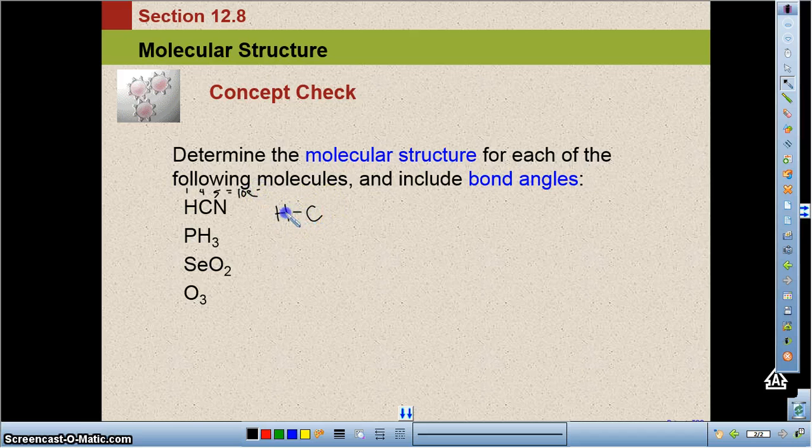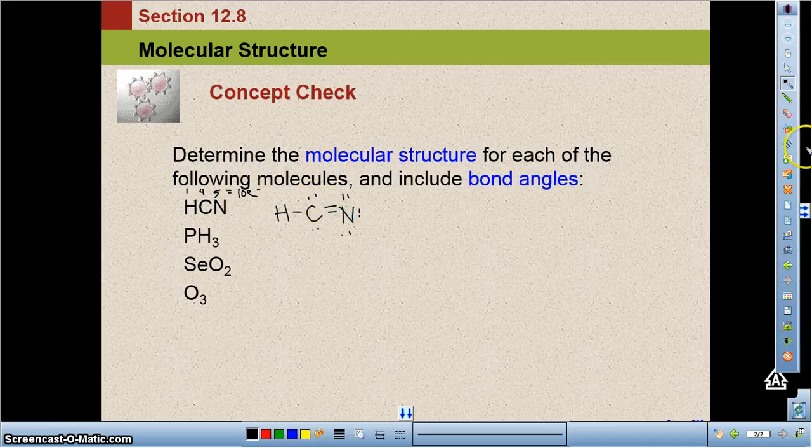The duet rule is all that's necessary for hydrogen. We'll bond it to nitrogen. And we have 2, 4, 6, 8, 2, 4, 6, 8. And hydrogen can only have those 2. So 2, 4, 6, 8, 10, 12, 14. I have way too many electrons. I can only have 10.